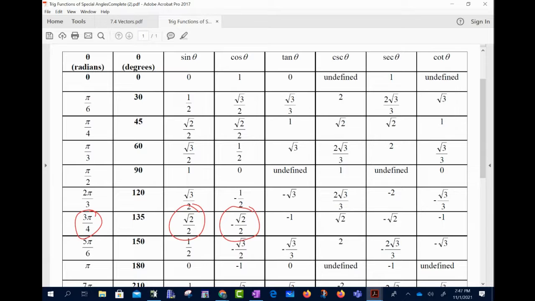Cosine of 3 pi over 4. Did it give you negative square root of 2 over 2, exactly like that? It didn't give you a decimal form?